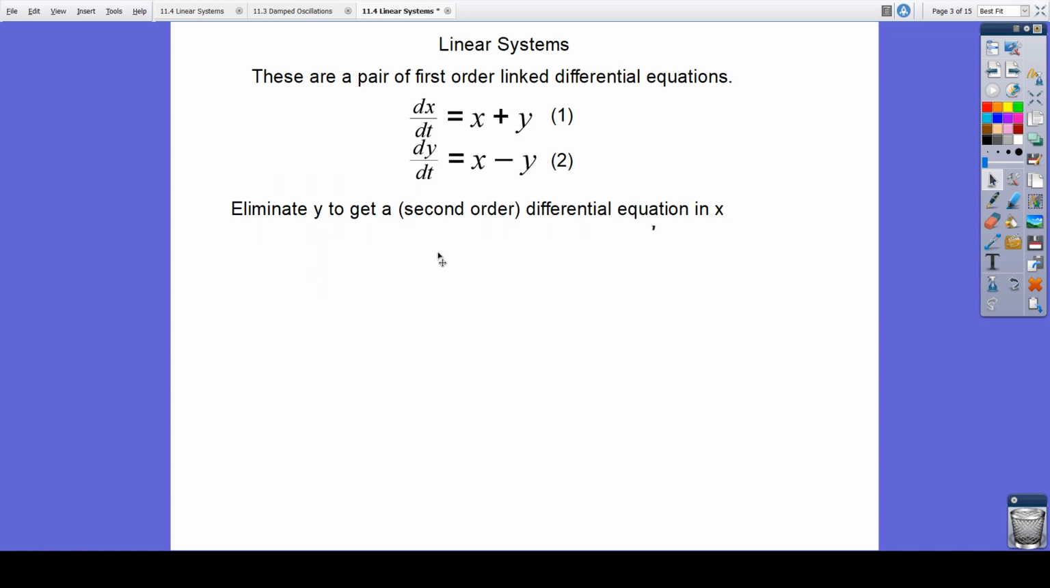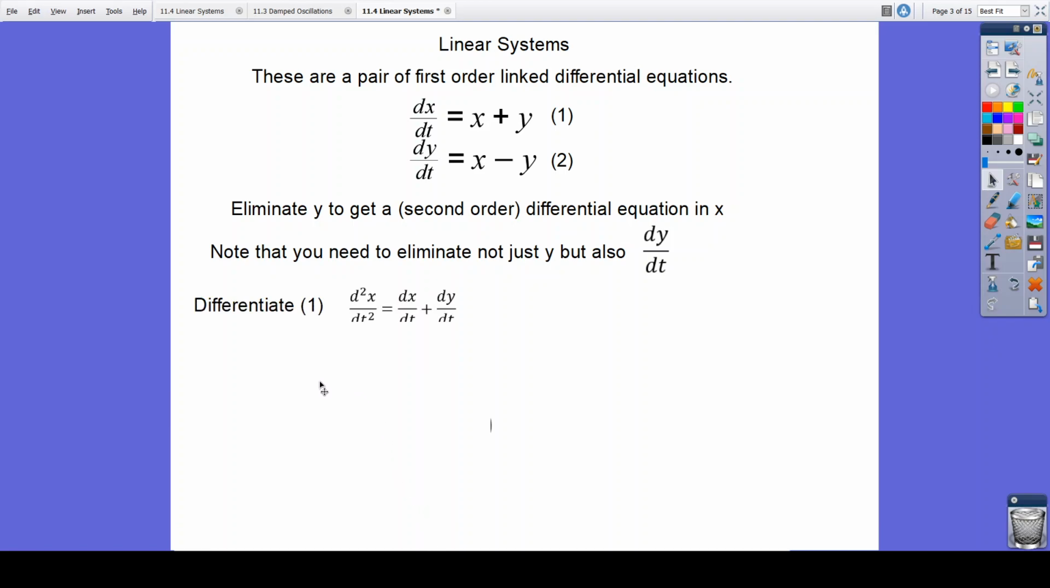So we're going to eliminate y and again get a second order differential equation in x. Okay, but we have to eliminate not just y this time, but actually also dy by dt. So the method we use is very similar to the one on the previous slide. We differentiate the top equation, and that gives us our dy by dt. What do we do then? Well, we eliminate dy by dt using equation 2.